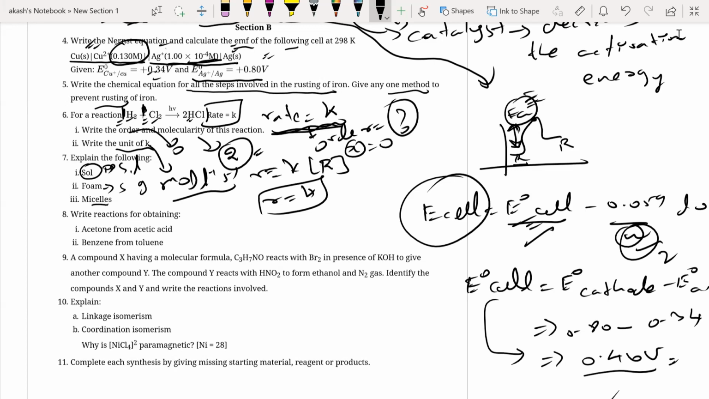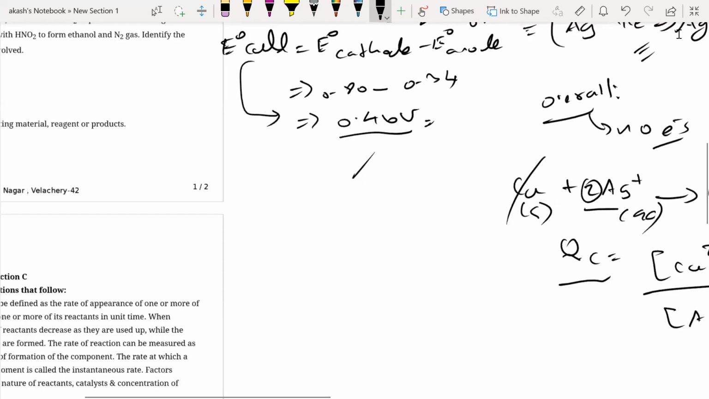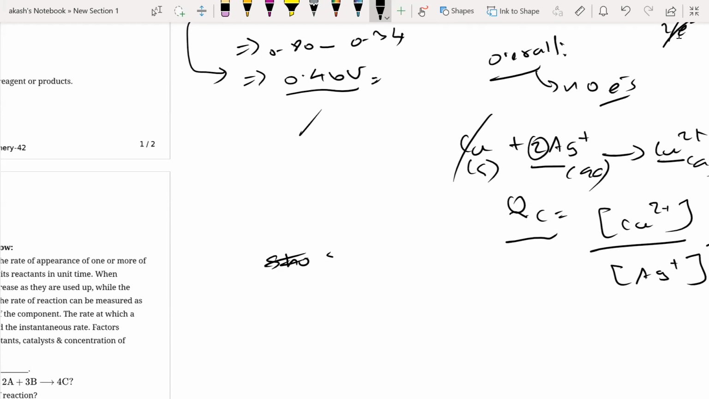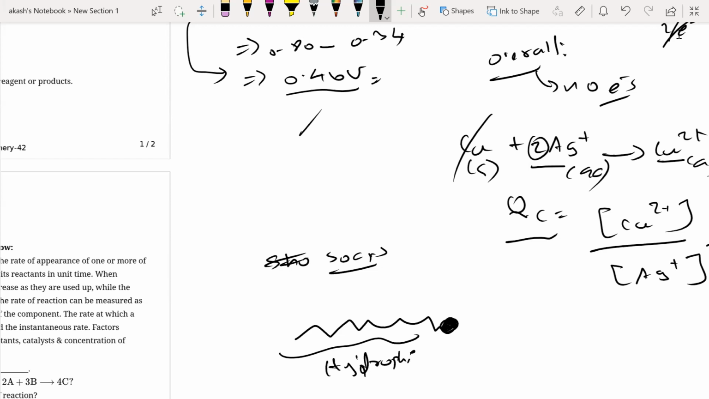And in micelle formation, you can easily understand what micelle formation is. The cleansing action of soaps, if you remember, involves a hydrophobic part and a hydrophilic part. I think we saw this recently. Whenever we have soaps, it will always be represented like this. This is your hydrophobic part, and this is your hydrophilic part.